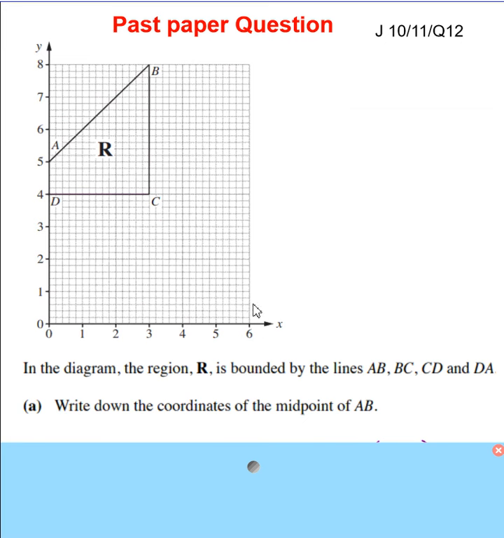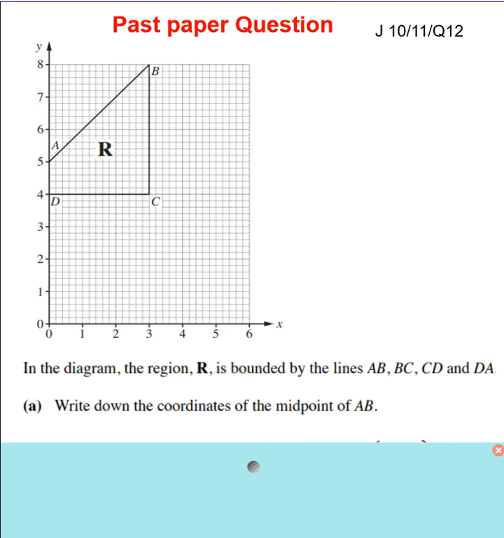Now let's see the question here. In this question, it is said that region R is bounded by these lines. You can see very clearly. Sometimes it is not highlighted, so you have to see yourself. But in any case, it is very simple. Write down the coordinates of the midpoint of AB. Now this is your line AB and you have to find out the midpoint.